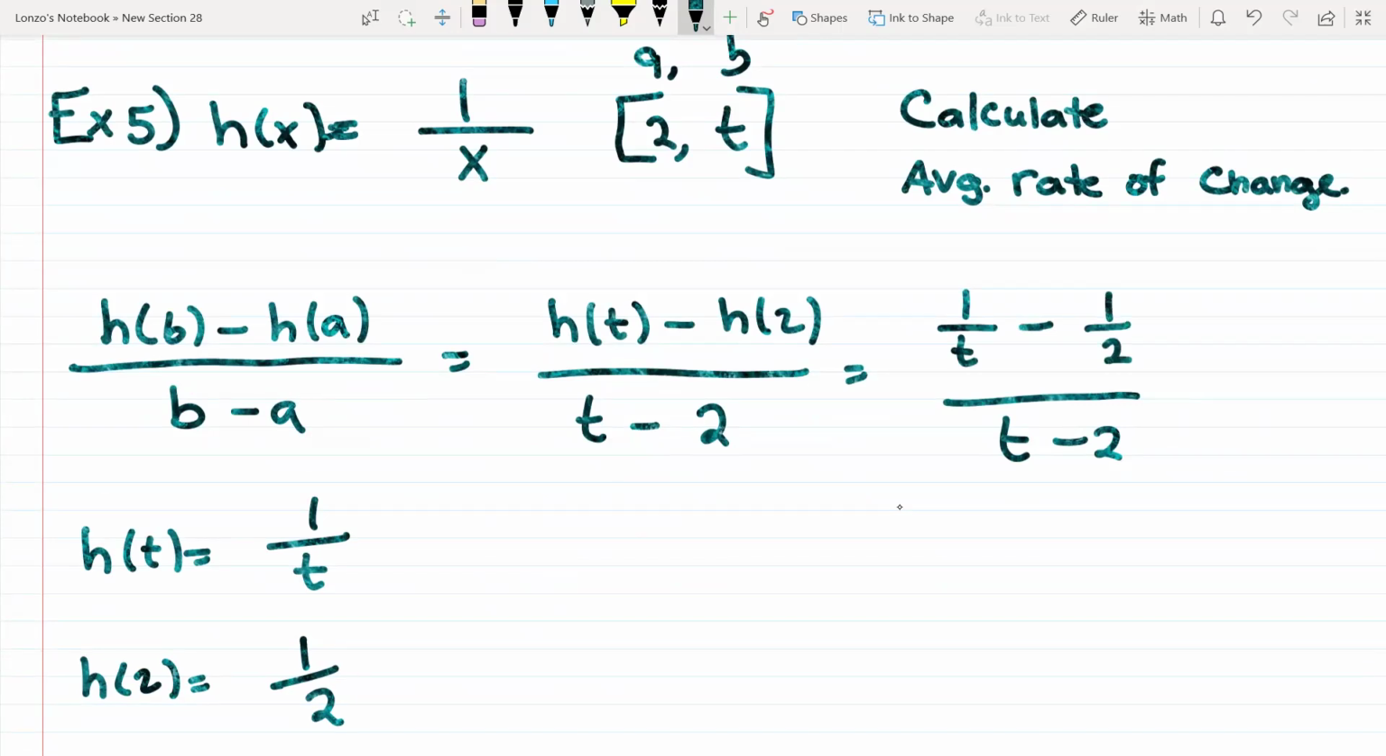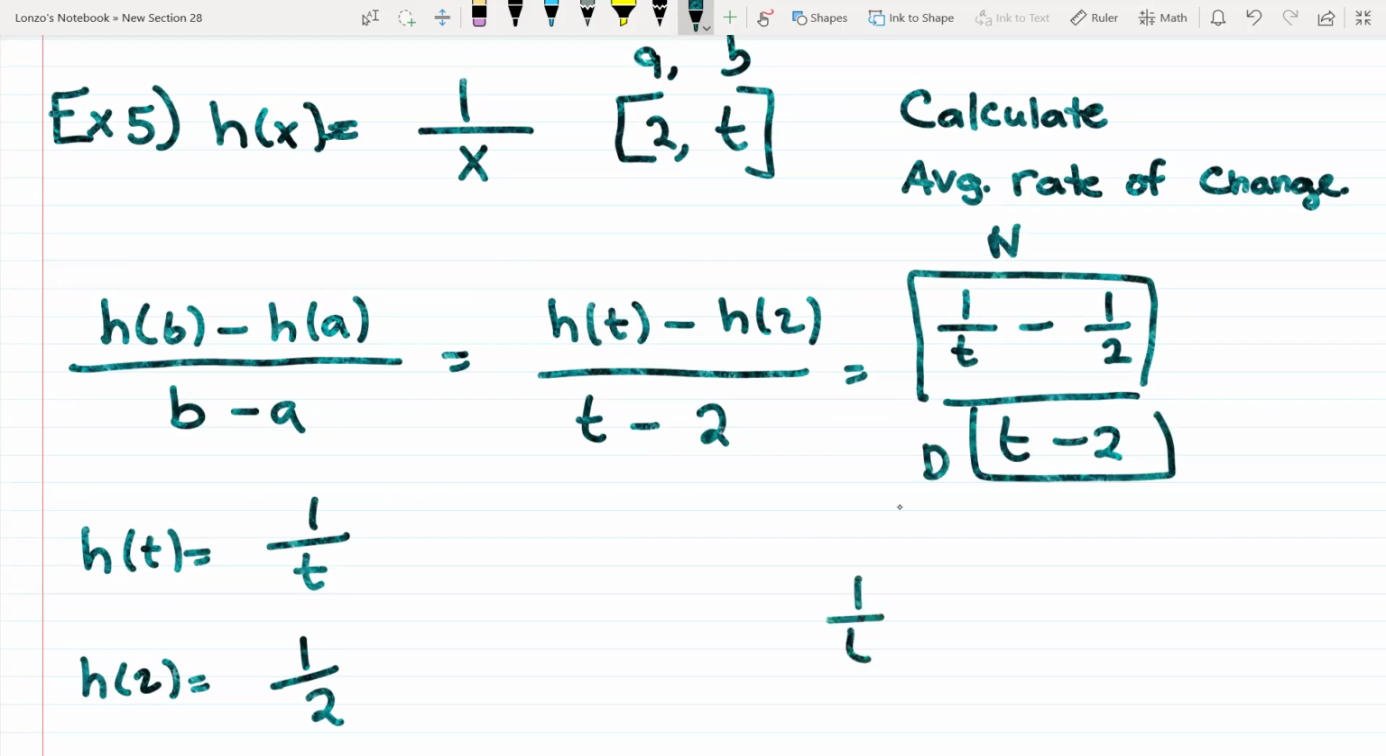Can we leave it like this? Can we simplify it? I think we can simplify this more. This is a complex fraction. This is your numerator, and this is your denominator. So let's fix the numerator. It's 1 over t minus 1 over 2. Remember, if you're subtracting fractions, you need an LCD. What would be my LCD between t and 2? Yes, you're right, 2t. So over here, we multiply top and bottom by t. Here, we multiply top and bottom by 2.